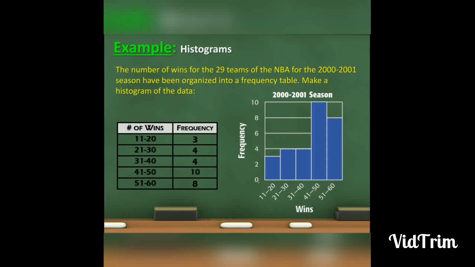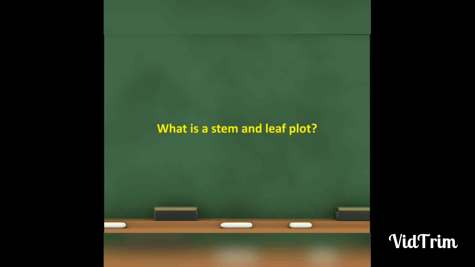Okay, next. What is a stem and leaf plot? A stem and leaf plot is used to organize data by place value. The stem represents the greatest place value digit, and the leaves represent the smallest place value digit.